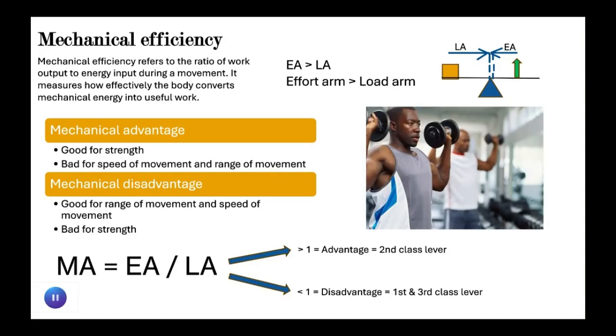When calculating mechanical advantage, we use the equation effort arm divided by load arm to give us a numerical value. If the value is greater than 1, then this means it is an advantage and is good for strength. This generally goes for second-class levers as they provide movements like jumping, which makes the load your whole body weight rather than just a body part. If the value is less than 1, this means that the lever is a disadvantage, which just means that it is good for a range of movement and speed of movement. This generally goes for the first class and third class lever.